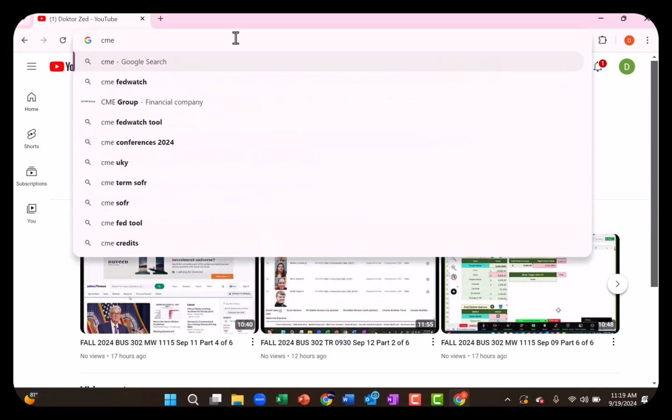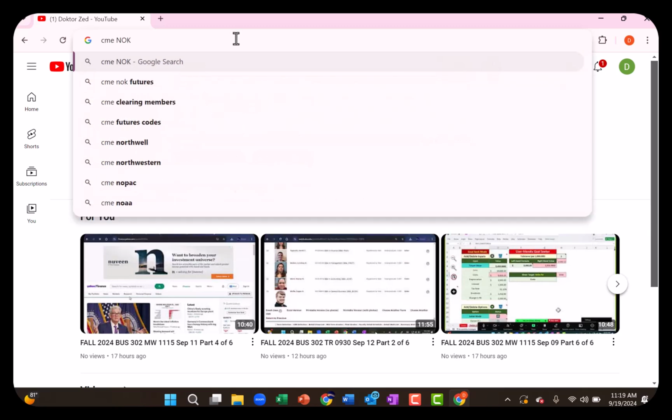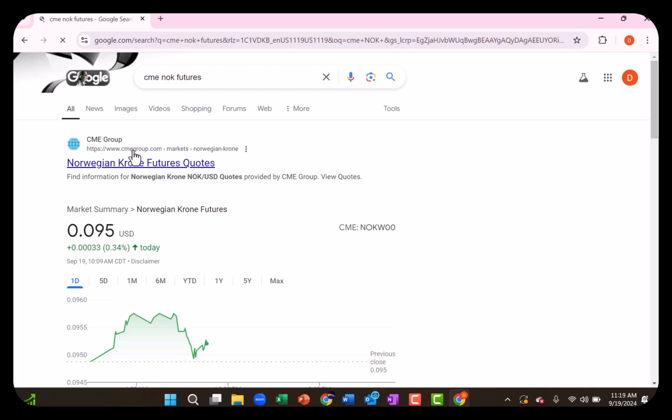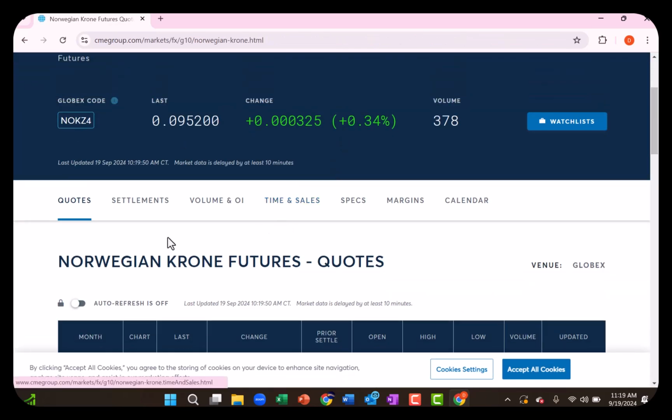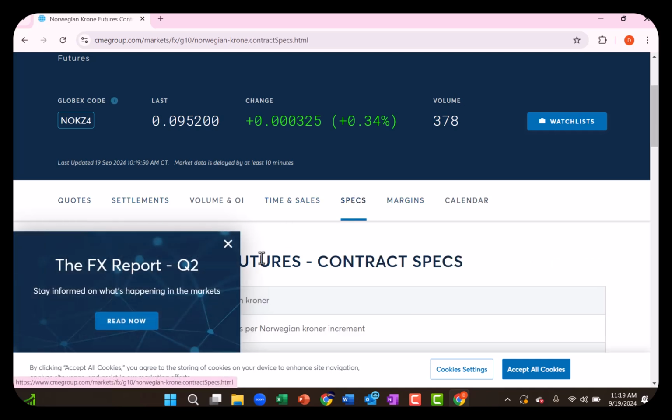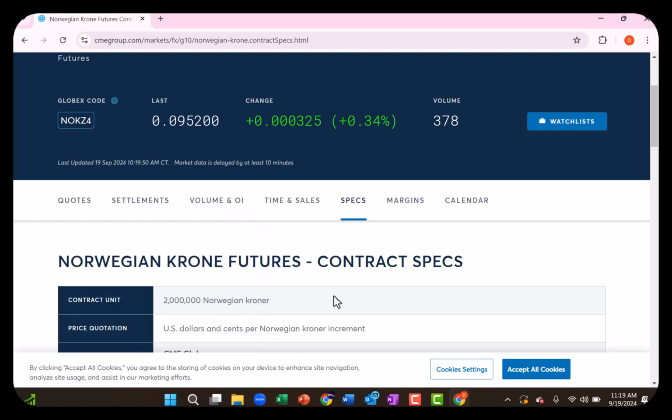Let's go to the CME NOK contract, NOK futures. CME is short for Chicago Mercantile Exchange. And first, let's go to specs. Each contract is 2 million Norwegian kroner or multiples. So if you want to do 3 million, you're out of luck. You can do 2, 4, 6, 8, what have you.